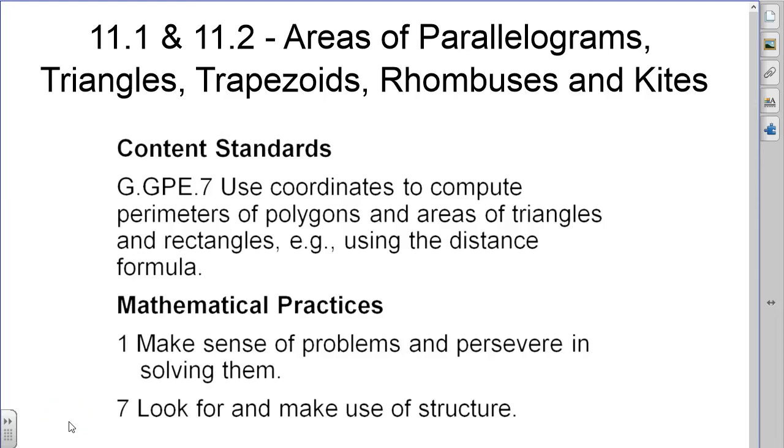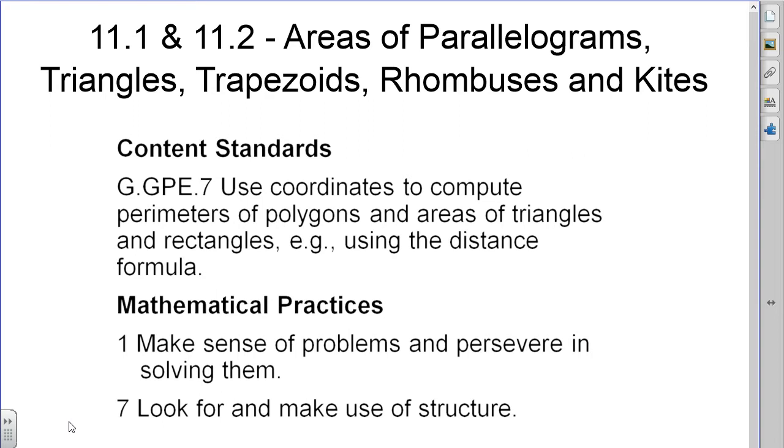Okay, so here are the examples that you need to be able to go through for section 11.1 and 11.2 before we do the examples in class. So 11.1, 11.2, areas of parallelograms, triangles, trapezoids, rhombuses, and kites.